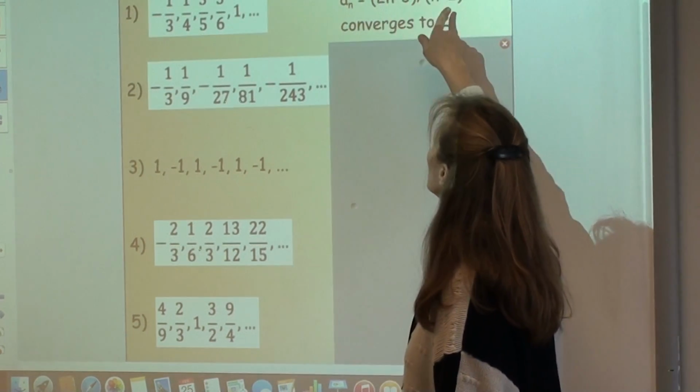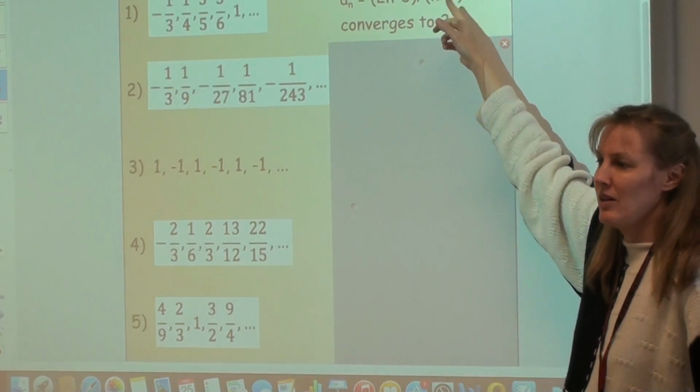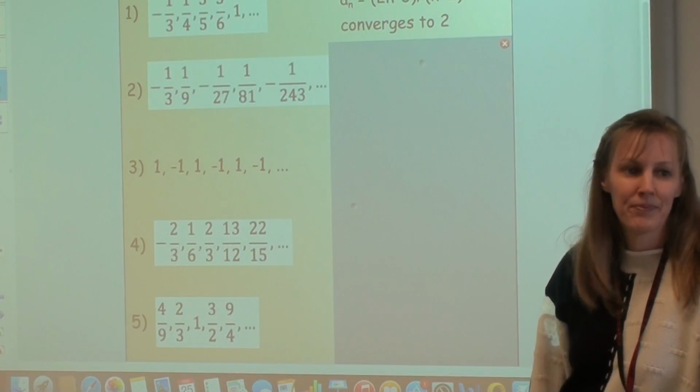And if you actually do your limit, which I don't know if any of you have remembered to do on these, but if you do the limit, this converges to 2. Oh, we're supposed to. Yeah.